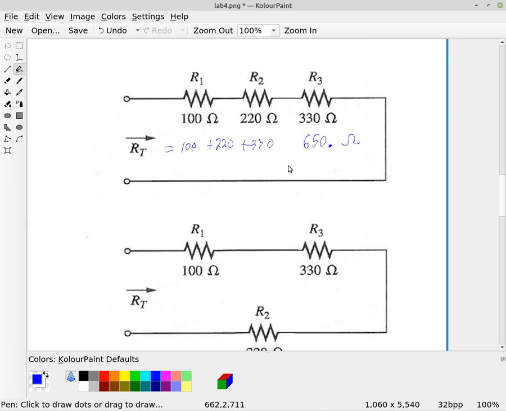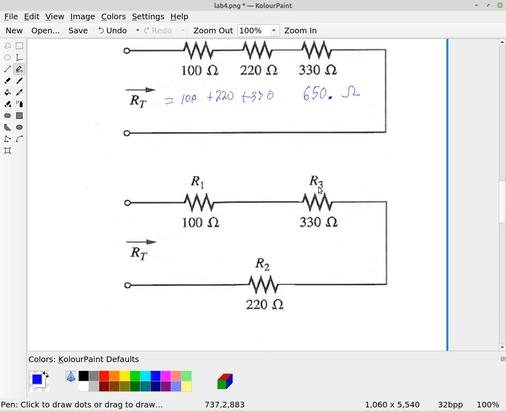Now, if we look at this circuit down here, it's really the exact same circuit, the only difference is that R2 is in a different location. However, all the current that flows through R1 must go through R3. It has no other choice. When it comes out of R3, it's got no other choice than to go through R2. So it doesn't matter what the order of the resistors is. This is still 650 ohms.